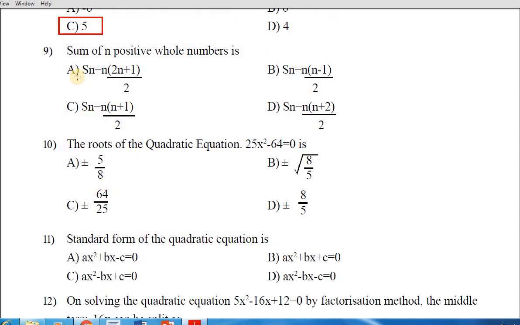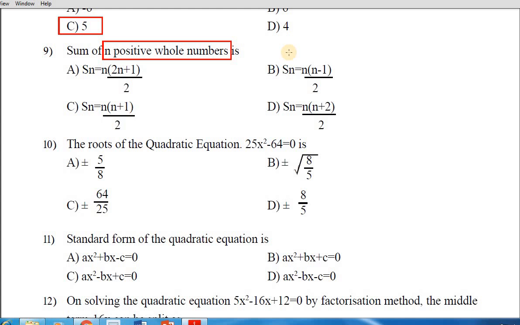Question number 9, children. The sum of n positive whole numbers. This question they have nicely framed. Sum of n positive whole numbers. Actually in our previous model questions they have clearly mentioned sum of n natural numbers, but in this question they mentioned positive whole numbers. So actually the whole number set starts from 0, but they clearly mentioned positive whole number, means it starts from 1 only. When it is starting from 1, it's obviously natural numbers.